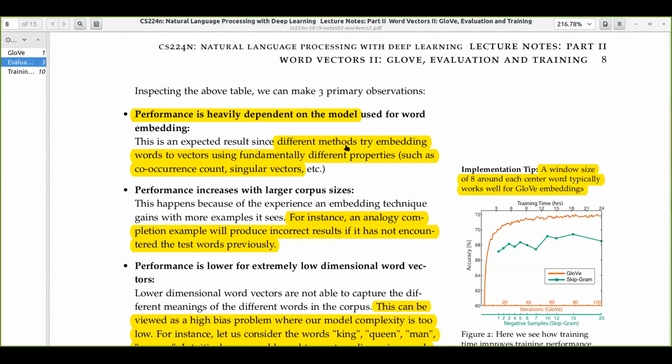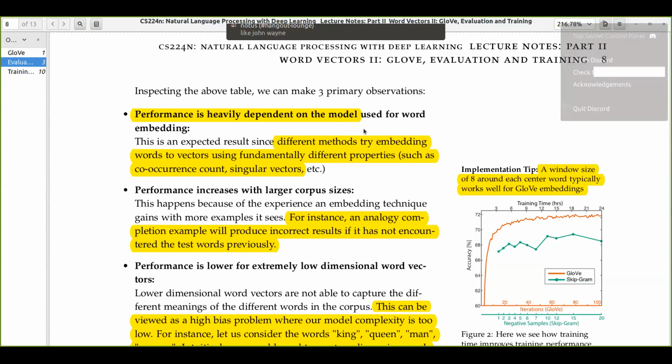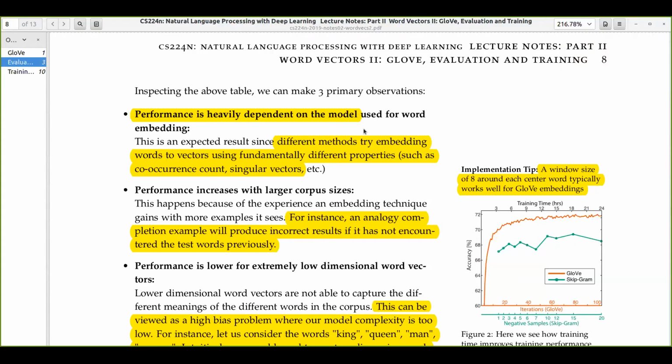It also depends on the properties of these methods. Cooccurrence matrices use counts and SVD for generating the word embeddings, whereas word2vec is totally trainable end-to-end. These are different methods which use different properties and approaches. So the performance of the word embeddings that are generated is also dependent on the kind of method that we choose. We have seen that Glove has done better than the others.